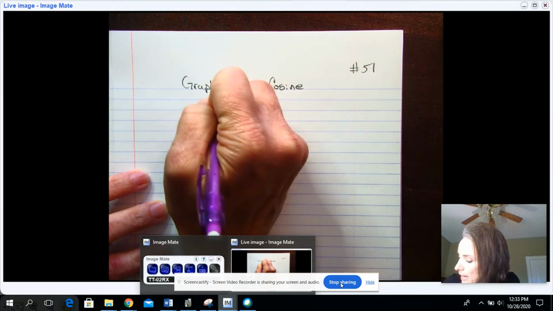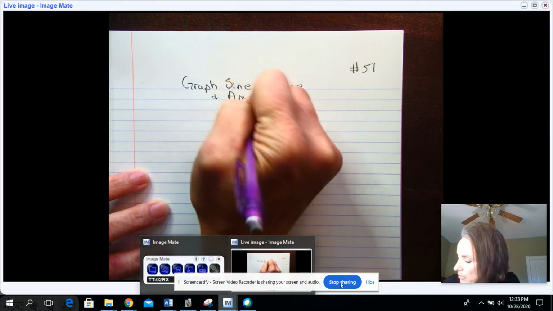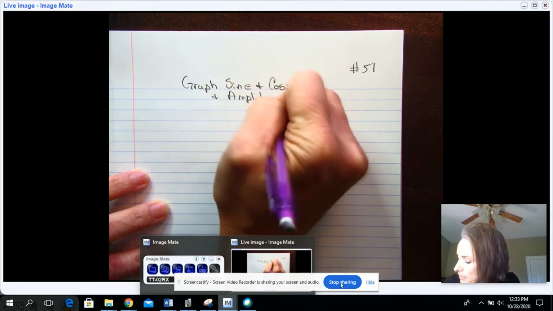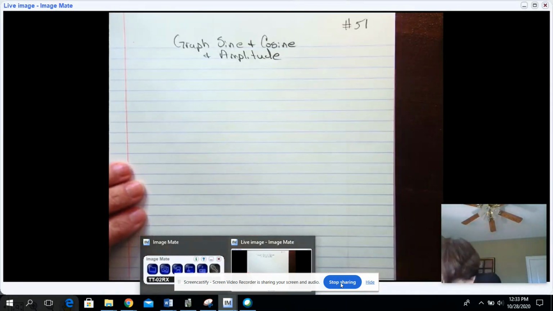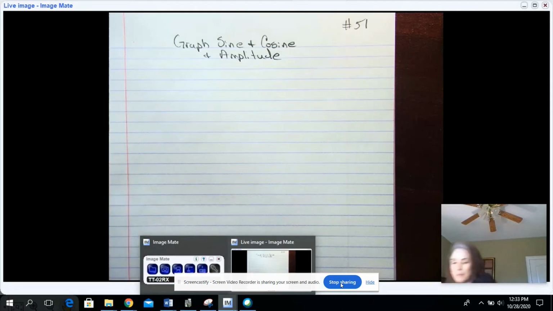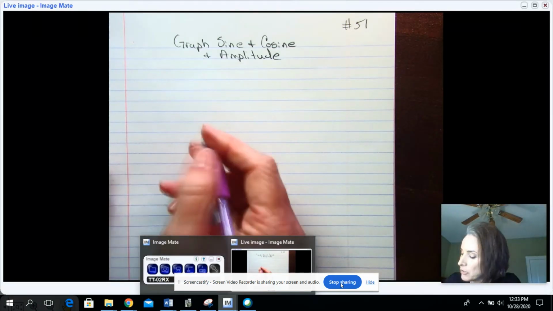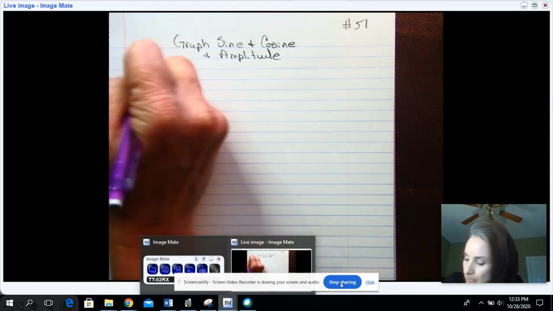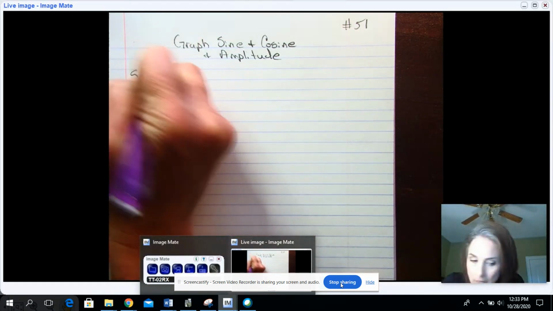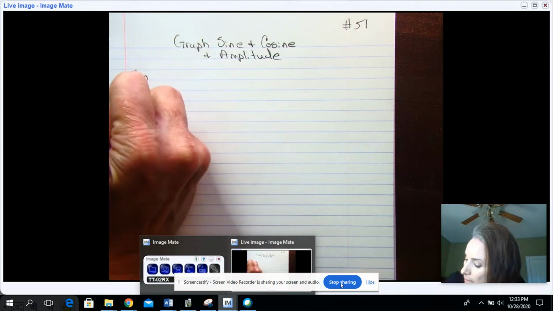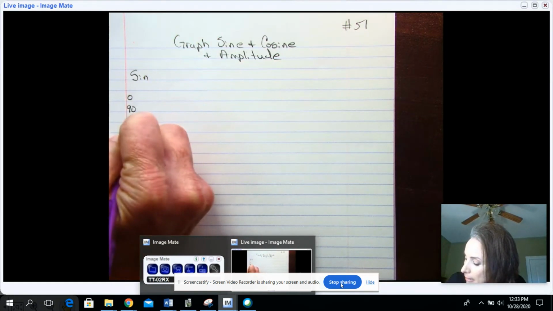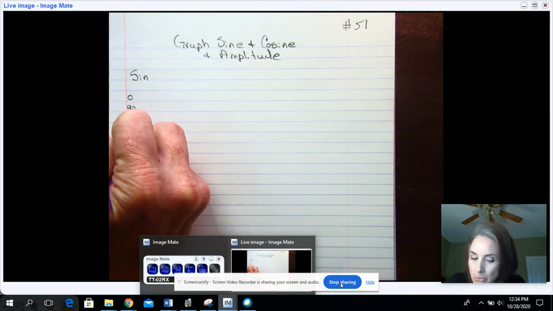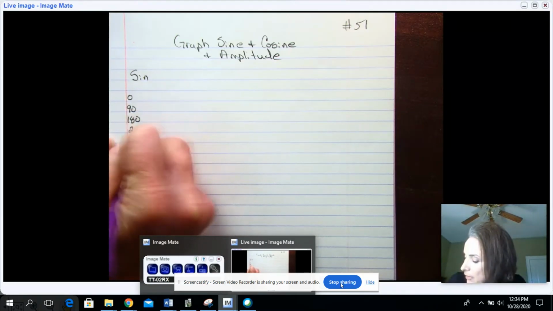And amplitude. And I'll explain that in a minute. All right. So what we're going to do is we are only going to graph the first part of it, or just the main part. So we're going to graph sine. So this is sine. So our angles would be 0, 90, 180, and 270 and 360.